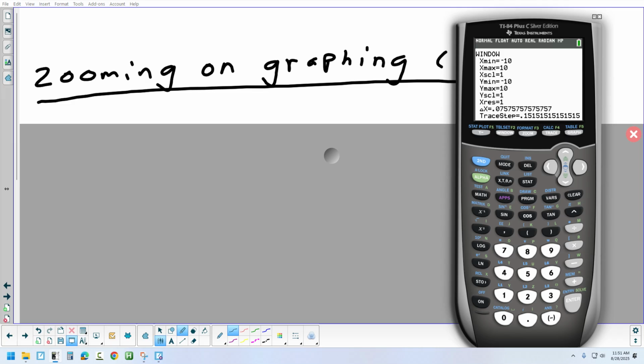Ymax. What do you think a good number to try would be? 20. Let's try 20. So I'm going to change Ymax to 20, and I'm going to hit graph again. Don't do zoom 6. If you do zoom 6, it's going to go right back to -10 to 10.